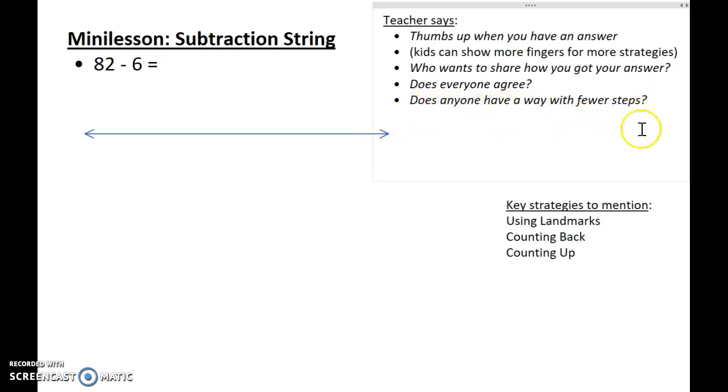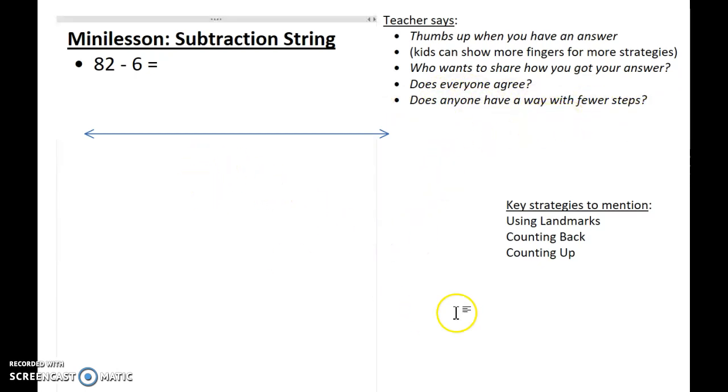And then once everyone agrees what the answer is, then you want to ask, does anyone have a way with fewer steps? And you can go ahead and say, you know, that first answer was right, and that was a great strategy, but it took a lot of steps, and it was a lot of numbers to keep track of. Does anyone have a way with fewer steps? So validating the right answer, but then pushing towards using fewer steps and being efficient.